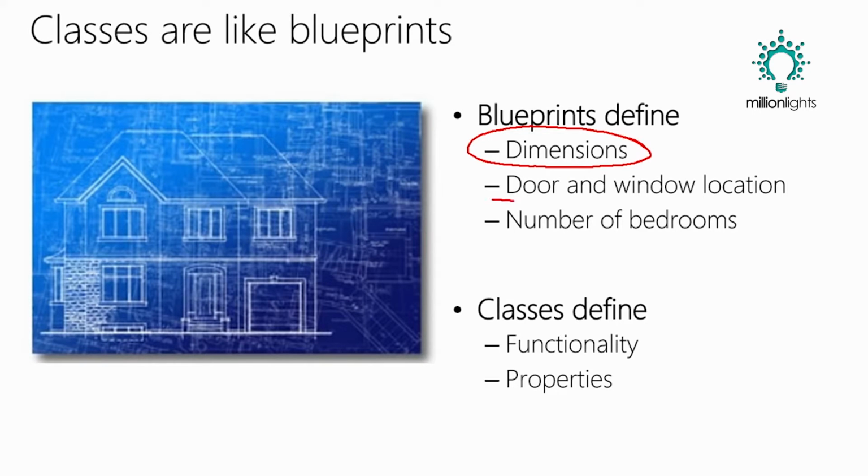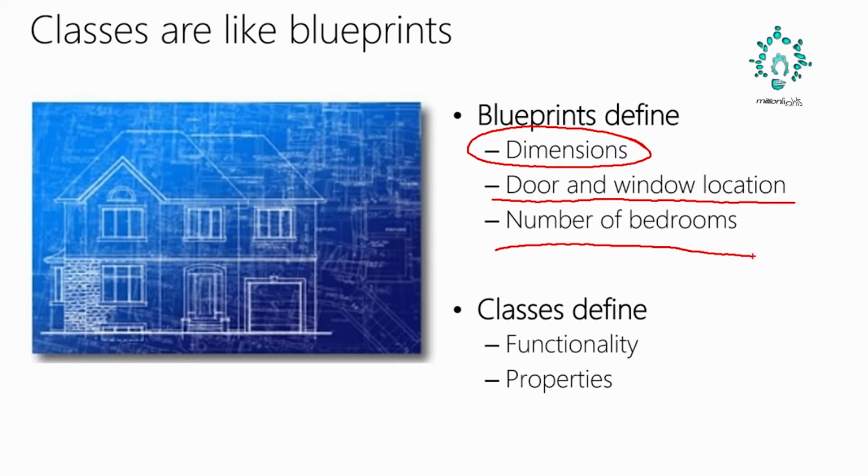It's going to define where our doors and windows are supposed to go. It's going to define the size of the rooms. It's going to define the number of bedrooms. So it's going to define that entire layout. And that's exactly, in turn, what a class defines. So a class is like a blueprint. And just like a blueprint is going to be used to create a house, a class is going to be used to create an object.